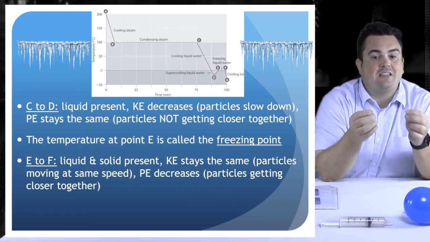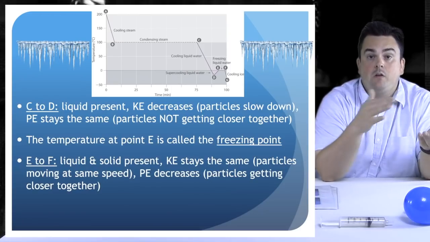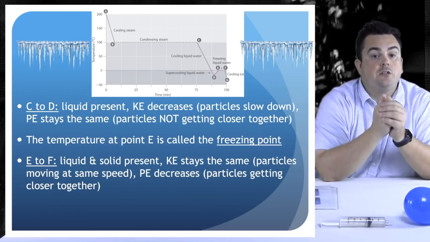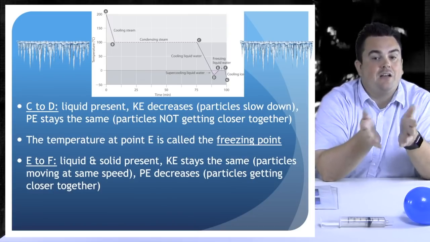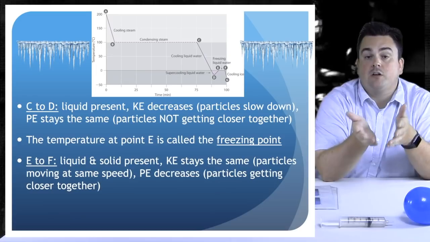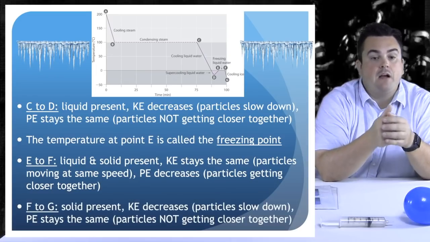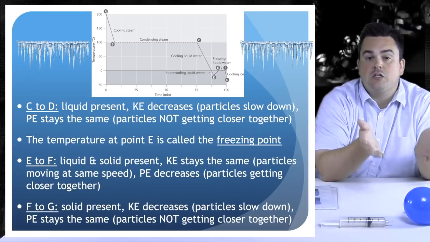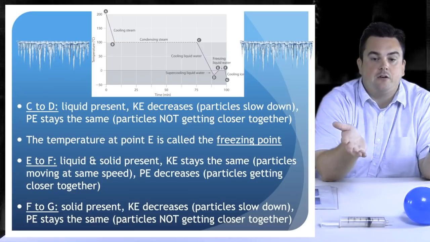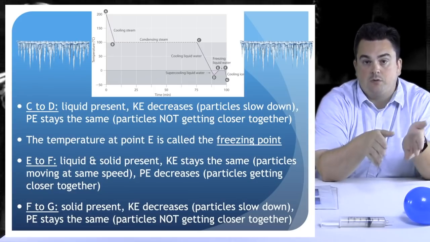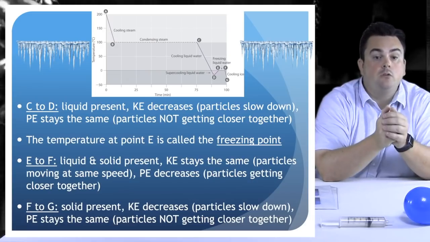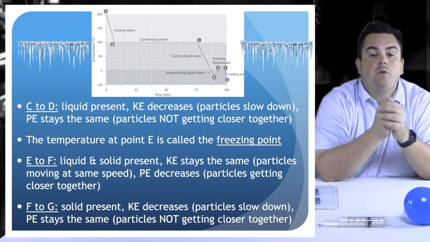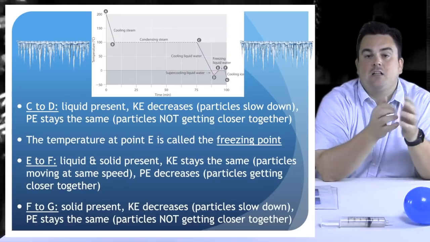Kinetic energy will stay the same, again, temperature staying the same, flat because we're going through a phase change. So the particles are moving at the same speed. Potential energy decreases, the particles are getting closer together. And then finally from F to G, it's just a solid present. Kinetic energy decreases. We can see again the sloped part of the graph, temperature is going down. The particles are slowing down, so potential energy stays the same, and the particles are not getting any closer together.